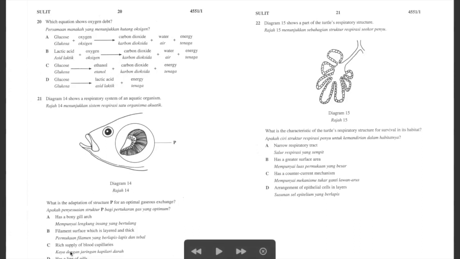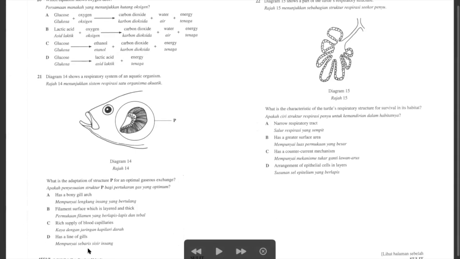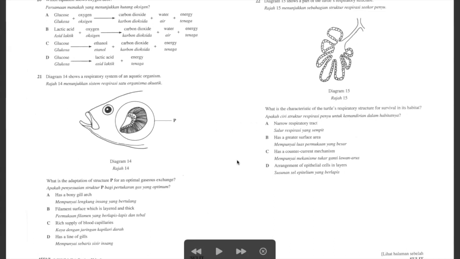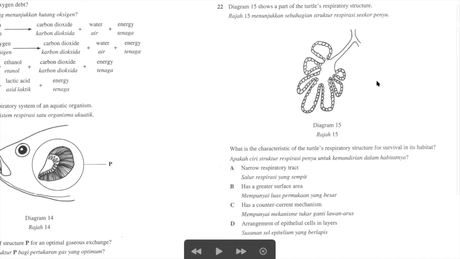Okay, rich supply of blood capillary. Okay, yang ni very easy. Okay. So P tu gel lah. So dia kena ada banyak blood capillaries. Untuk apa? Untuk bertukar darah, gases exchange. Kan? Okay. Why? Because the blood capillary will give carbon dioxide. Okay. Lepas tu water tu dia akan bagi oksigen. So bila ada banyak blood capillary, more gases exchange can happen. Okay, awak tengok nombor 22 ni pula.